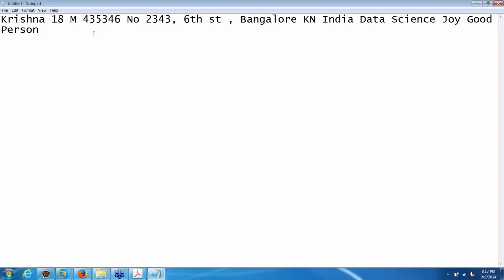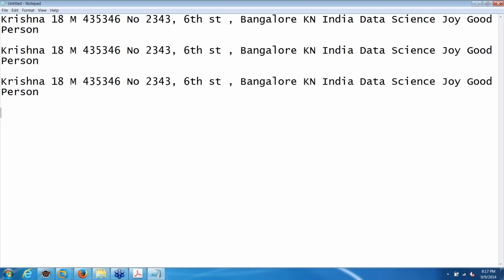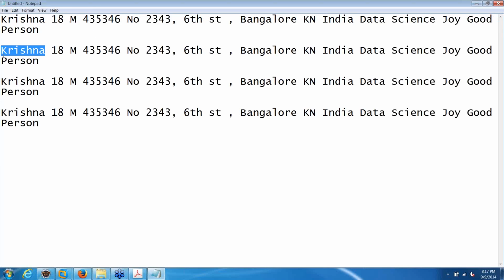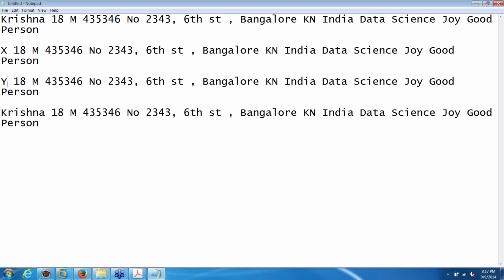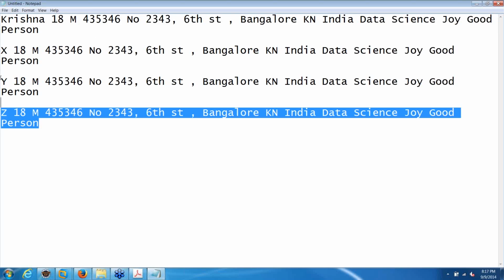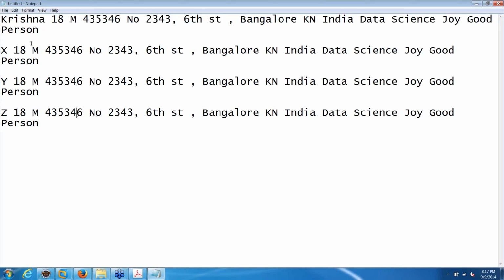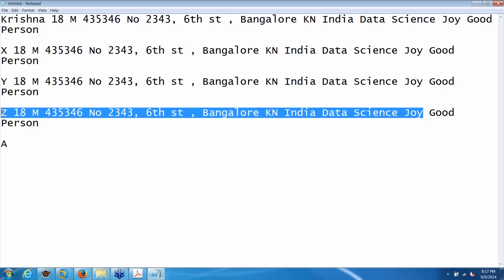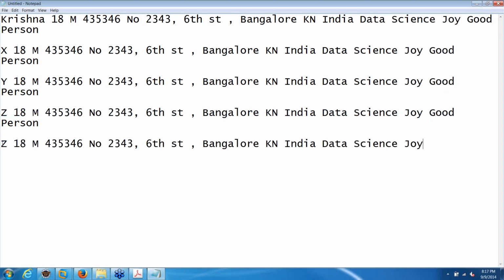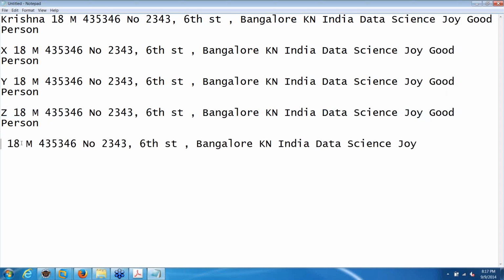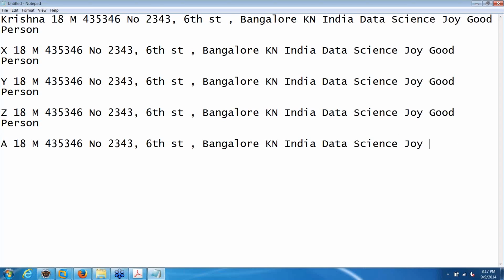So likewise, when you have different sets of data, the algorithm cannot learn on its own, because this is specific to Krishna, this is specific to X, this is specific to Y, this is specific to Z. So when you have any set of data and you want to identify the characteristics of that person, for example, what will be the characteristics of the person? Is it a good person or a bad person?